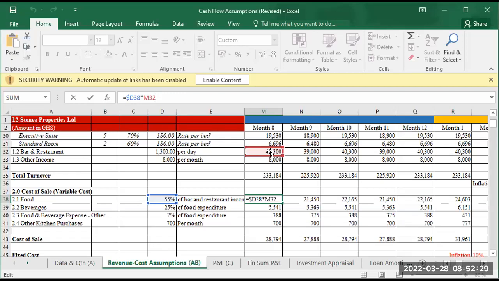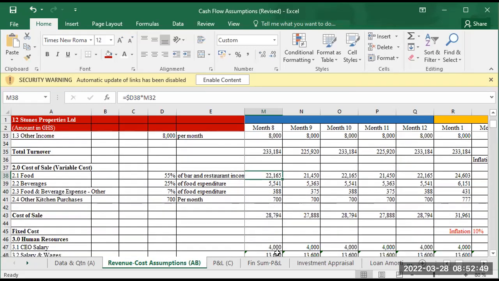The income for this particular month, month 8, that's August, was 40,300. So we do 55% of this amount. That should give us 22,165, right? And you see, it's a whole lot. If we scroll, just for year 1, the yellow at the top is the beginning of year 2, which shows for year 2.